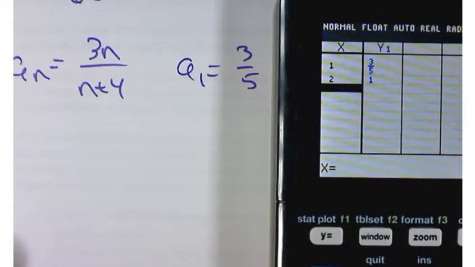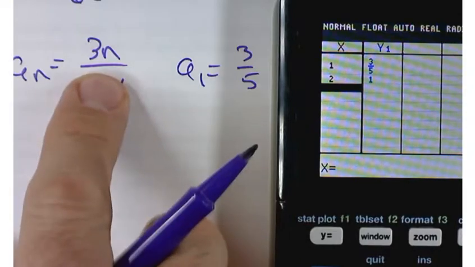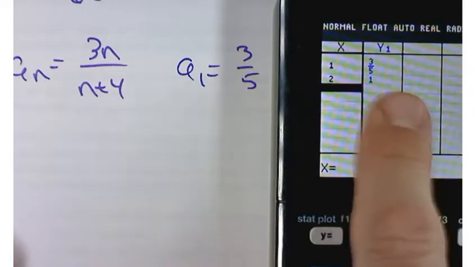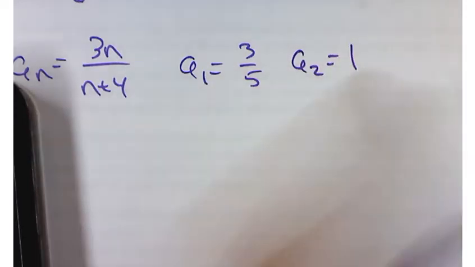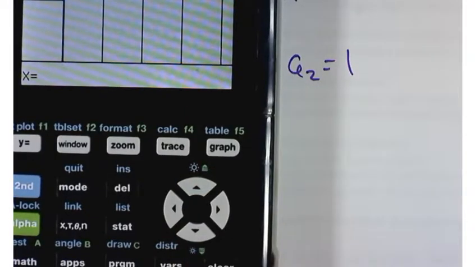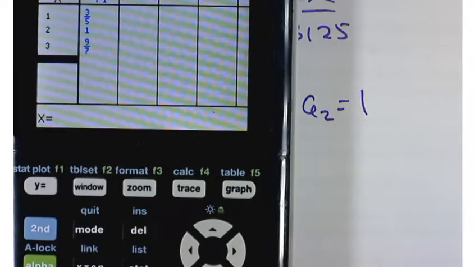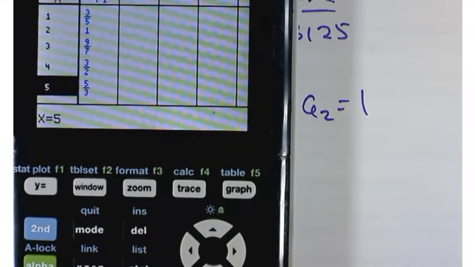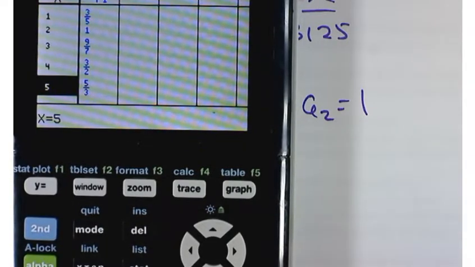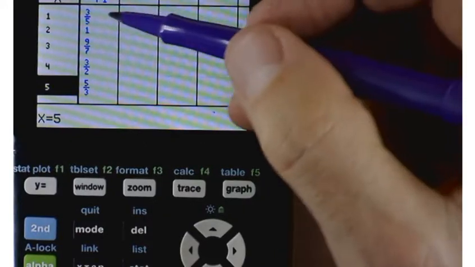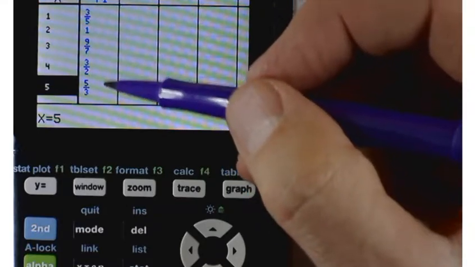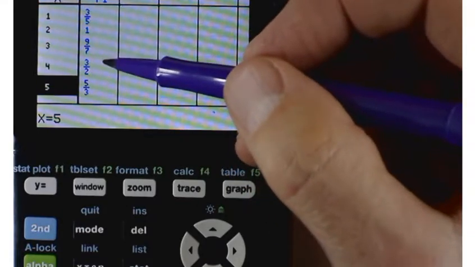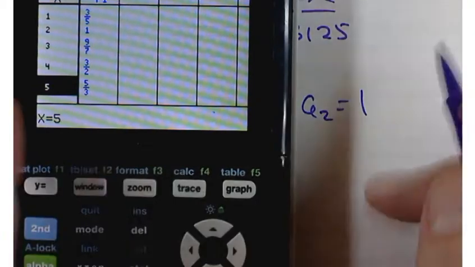If I put in a 2, I get 6 over 6, and my calculator reduced that to 1 for me. So that's fine. A2 is 1. Let's fill in the rest of these: 3, 4, and 5. Now, if you don't have a fancy 84, what you're probably going to get here are decimal values. And that's okay. Just realize that they do reflect back to regular fractions.